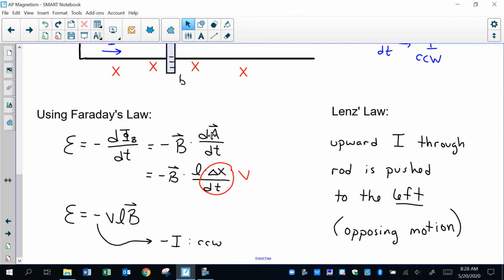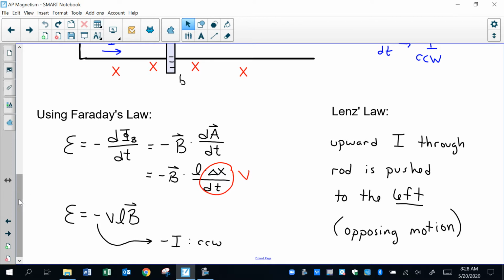So all we're doing is we're looking at the rate change of our area. Area is going to be length times whatever change in horizontal location we have, and there is your velocity. So we actually get the same equation. Now, Lenz's law. We mentioned it. We didn't prove it.